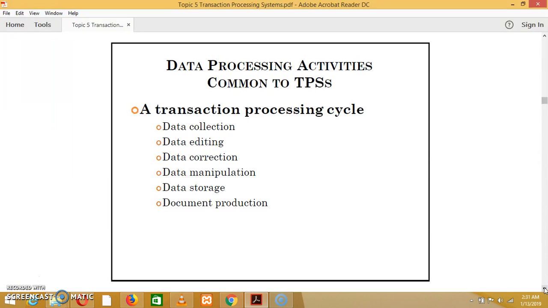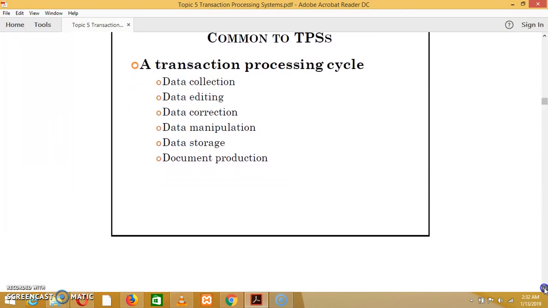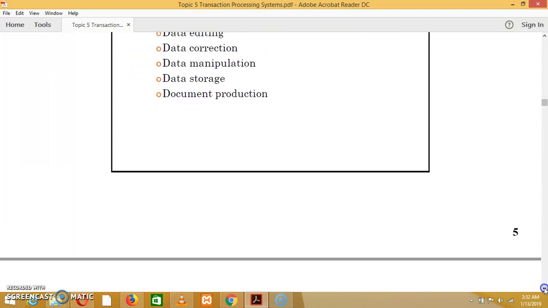So if you ask me what the common transaction processing activities are, we have data collection, data editing, data correction, data manipulation, data storage, and document production. That's very important to understand.